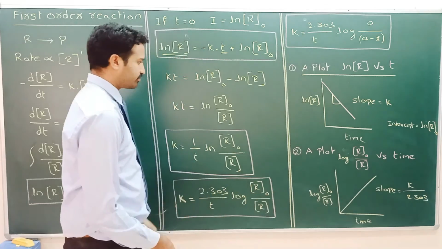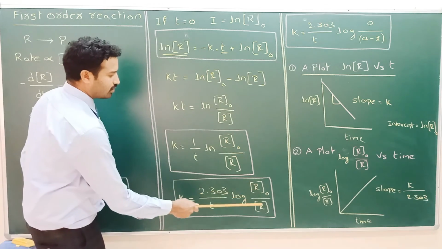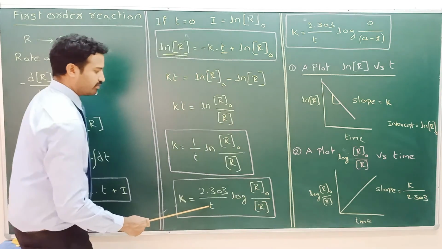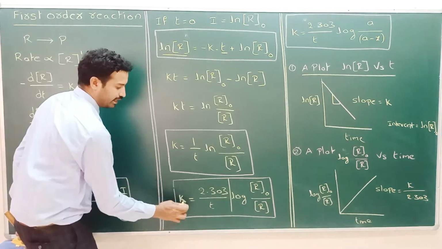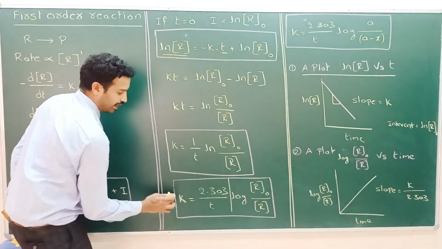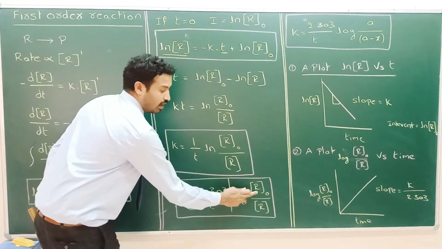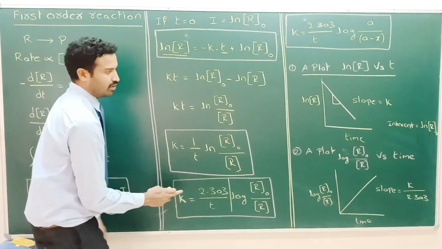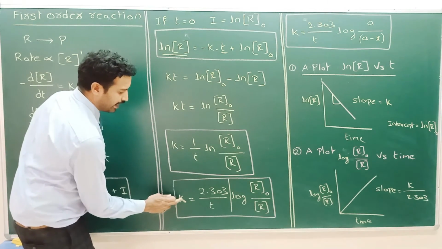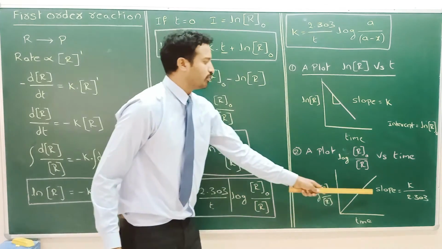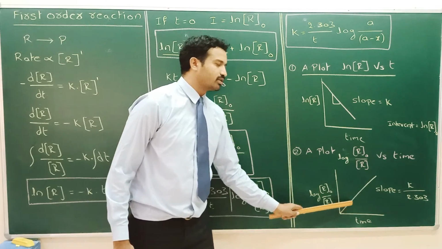Next, plot log R naught by R versus time. Here the equation is kt by 2.303. The graph between log R naught by R versus time has a slope value of k by 2.303. As time increases, the log R naught by R value also gradually increases.